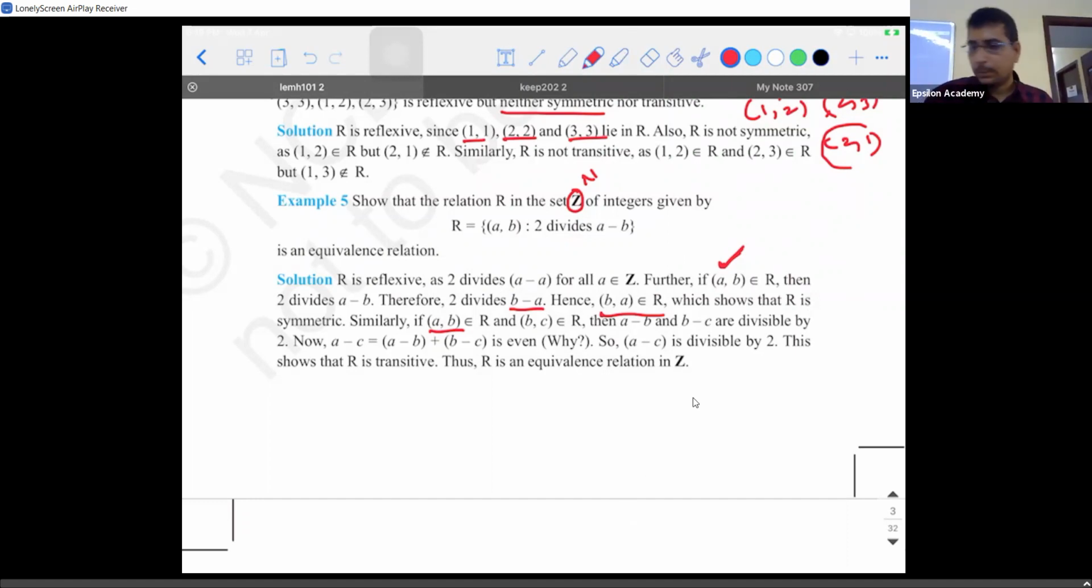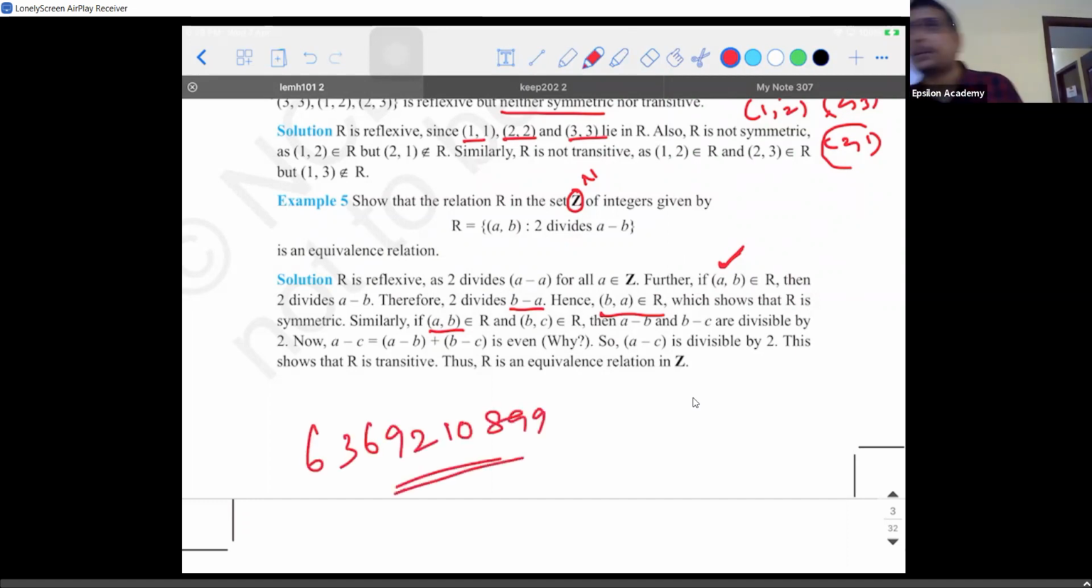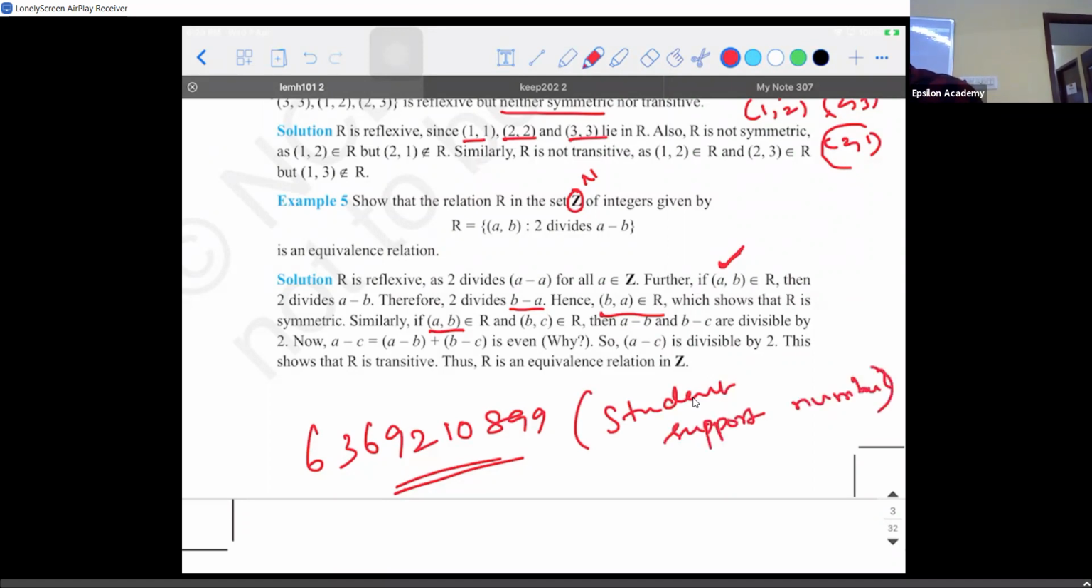So 1 minute. I just wanted to make a note of this number. 6369210899. Students who were there last year will have this number, but I want everybody to take a note. This is the student support number. Means if you get any doubt, you can message me on this number. I will be available on this number. You will get the response within 24 hours, depending on my availability.